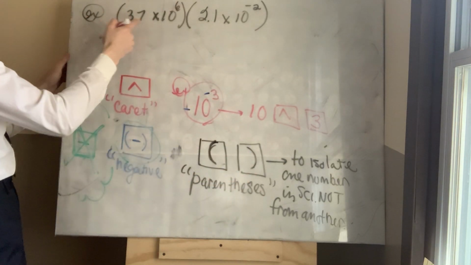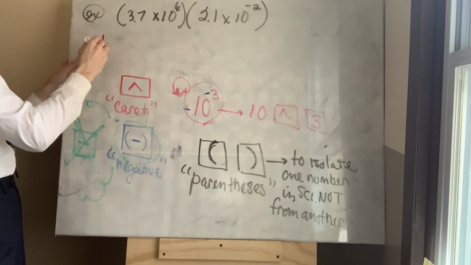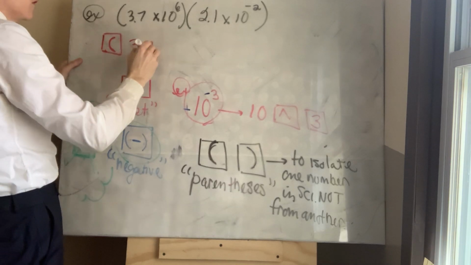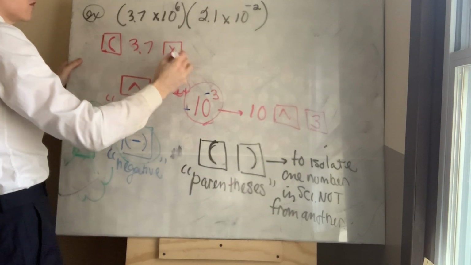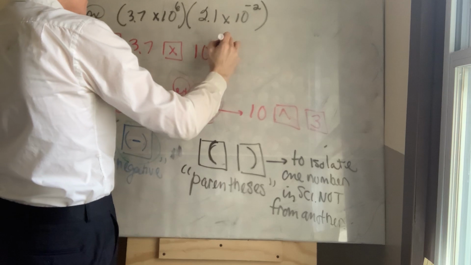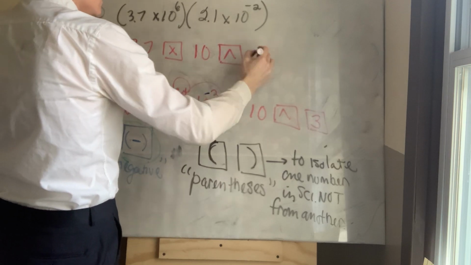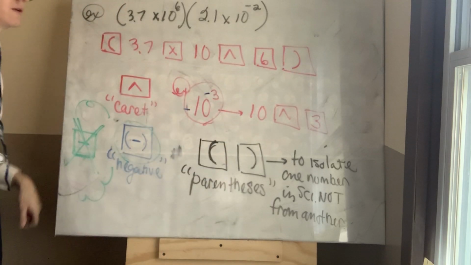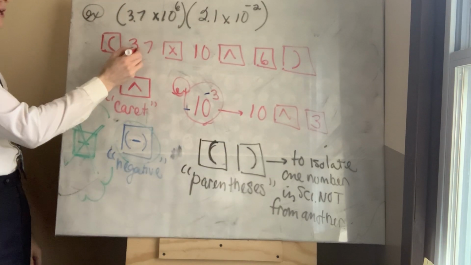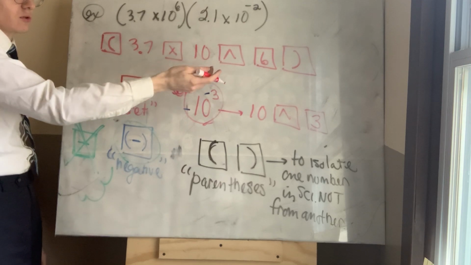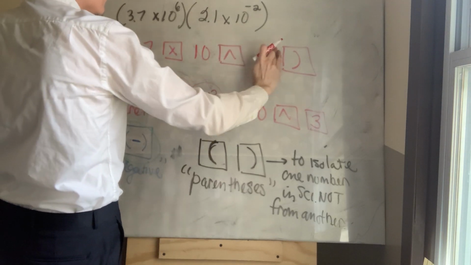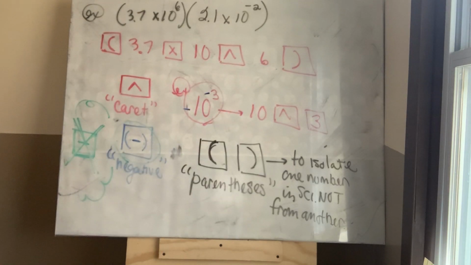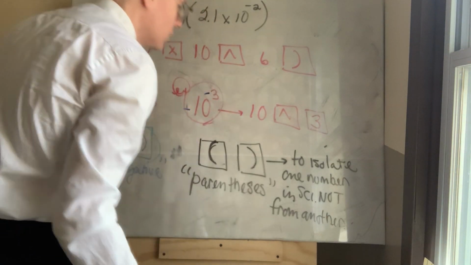So if you were typing something like this, you would type this open parentheses here, then 3.7, the multiplication x, and then 10, and then the caret symbol, and then the number 6, and then close the parentheses. You know how to enter 3.7, 10, and 6 naturally. And then as an afterthought, do the next one.